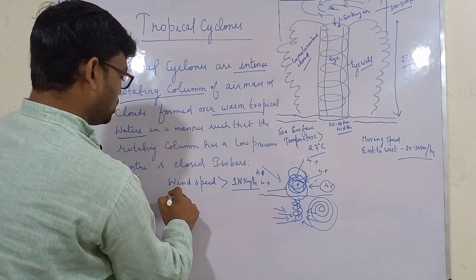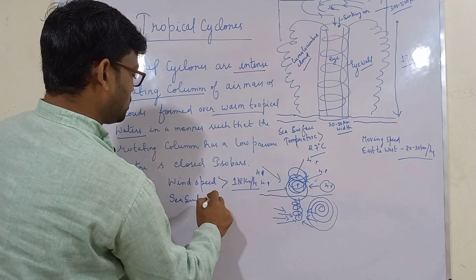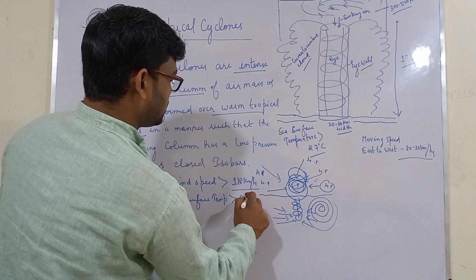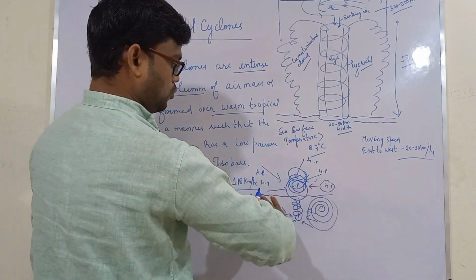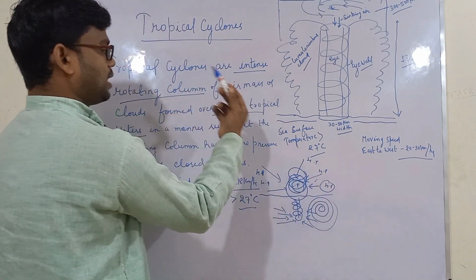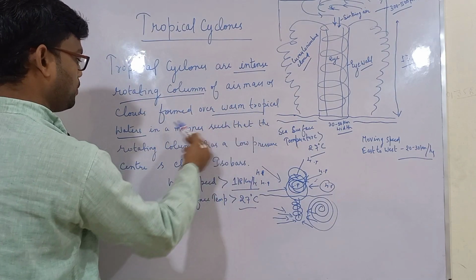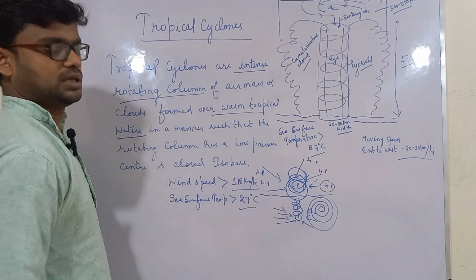Warm tropical waters here means that the sea surface temperature must be greater than 27 degrees centigrade. Sea surface temperature means the temperature of the surface of the ocean where the tropical cyclone is formed. So warm tropical waters means sea surface temperature must be greater than 27 degrees centigrade.